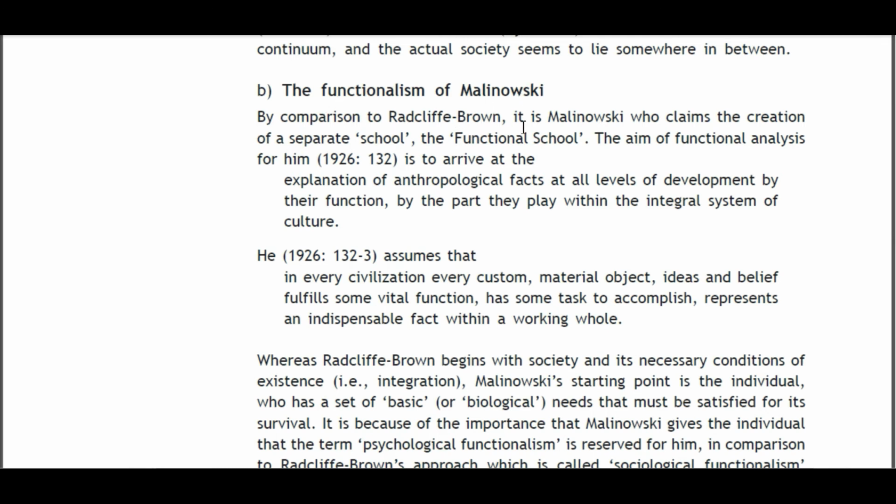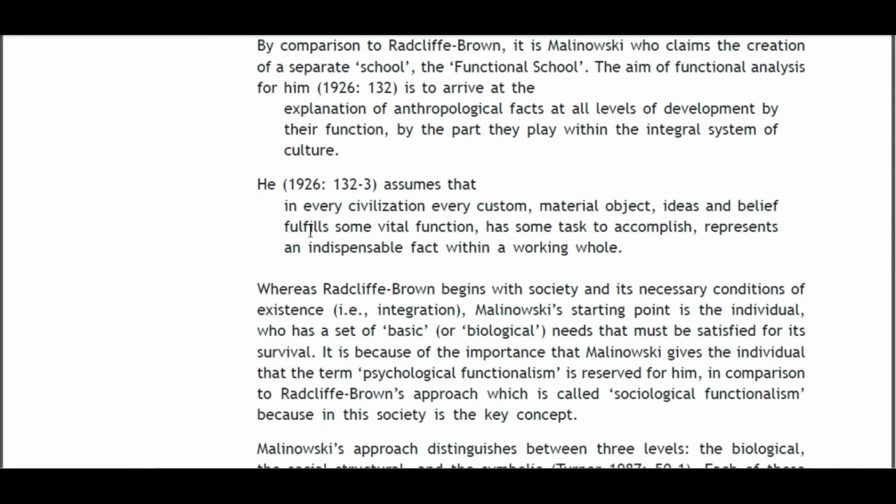By comparison to Radcliffe-Brown, it is Malinowski who claims the creation of a separate school, the functional school. The aim of the functional analysis for him is to arrive at the explanation of anthropological facts at all levels of development by their function, by the part they play within the integration of culture. He assumed that in every civilization, every custom, material object, idea and belief fulfills some vital function, has some task to accomplish and represents an indispensable part within a working whole.